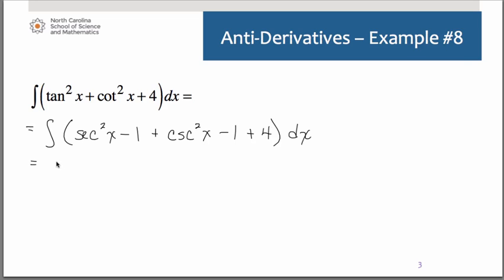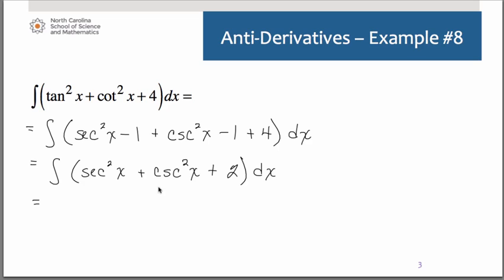Let's go ahead and simplify that a little bit before we actually do our antiderivative. Negative 1 minus 1 plus 4, of course, is plus 2. Saves us a little bit of work. Notice how we're keeping the differential there as we rewrite this.